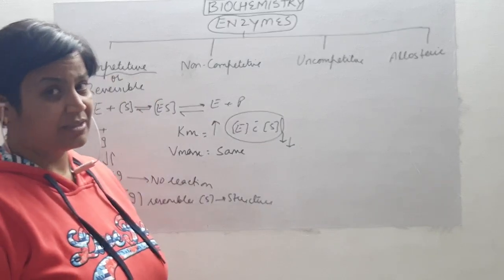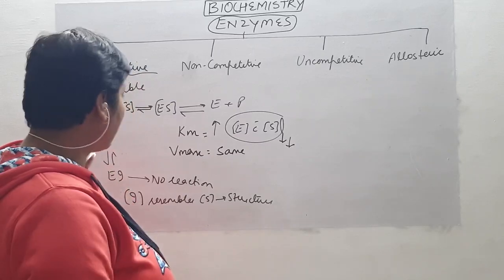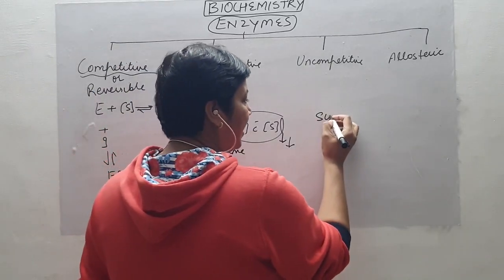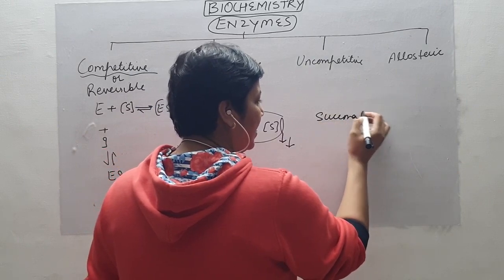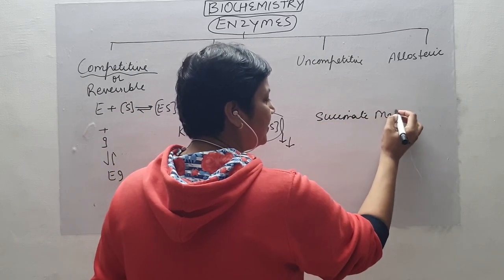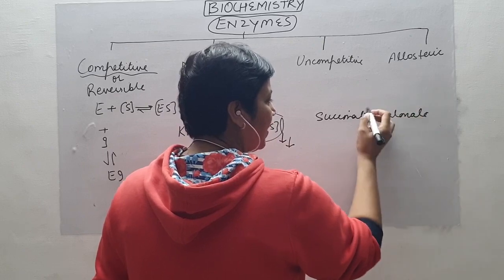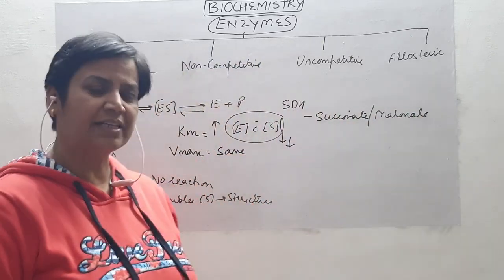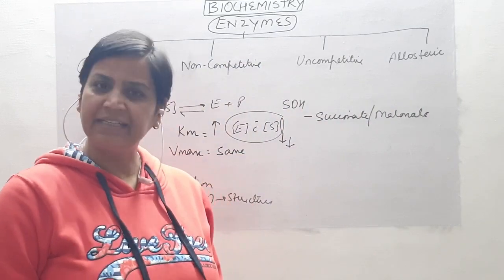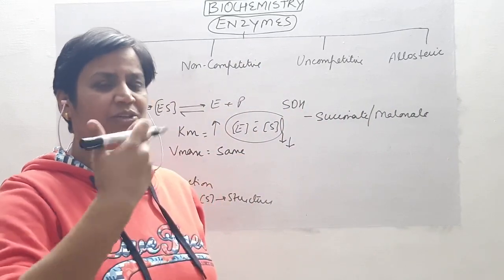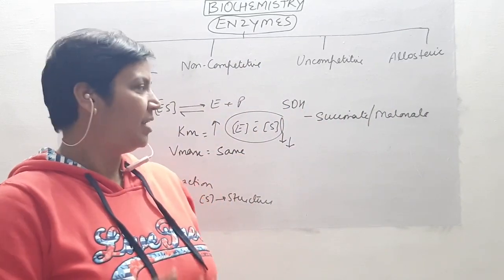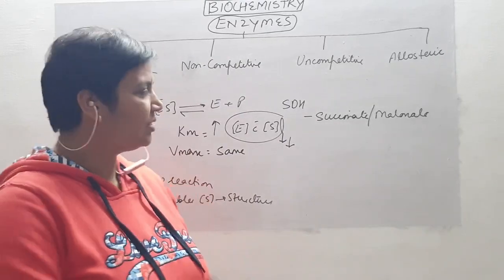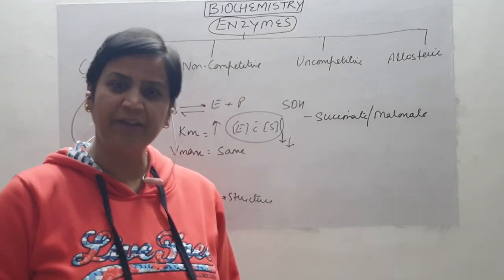It can be reversed. Now, examples of competitive inhibition are succinate and malonate. Succinate is a substrate for succinate dehydrogenase enzyme, which converts succinic acid to fumaric acid. Now, if malonate is there, obviously there won't be any reaction. So, this is an example of competitive inhibition.